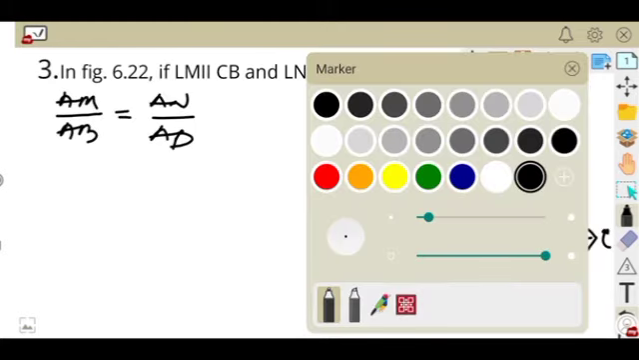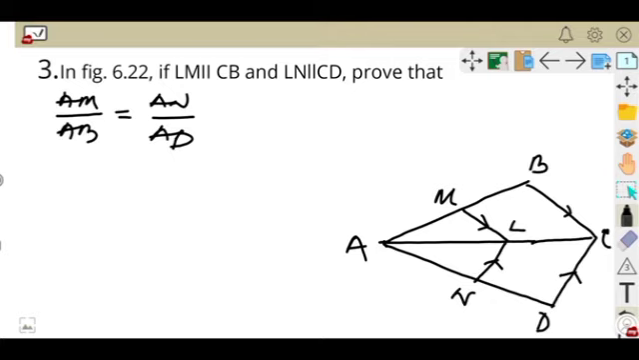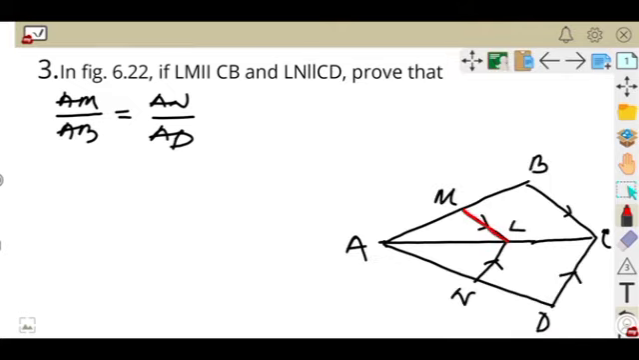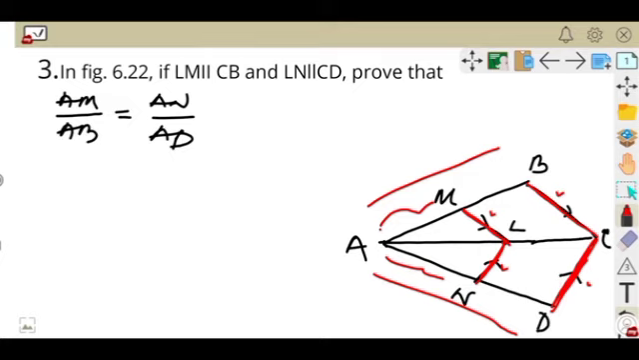We have question number 3. In figure 6.22, if LM is parallel to CB. Okay, let's see. Where is LM? This is LM. This LM is parallel to CB here. So these two are parallel. And next, LN is parallel to CD. And again, these two are parallel. Okay. Prove that AM by AB equal to AN by AD. This is what we are going to prove.